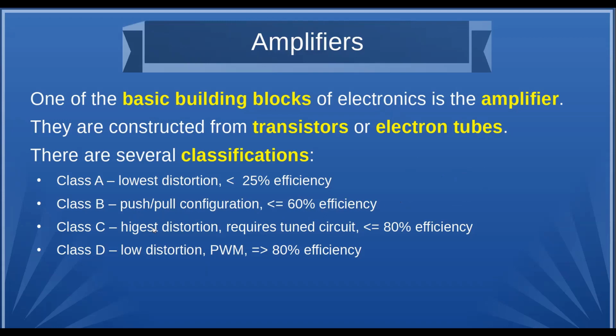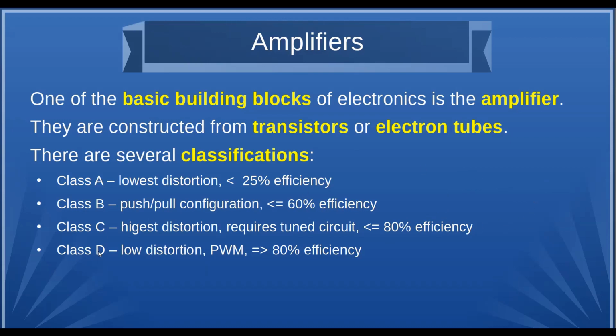Class C, they typically use in things like transmitters to get the efficiency. And it requires a tuned circuit on the output because it's only passing a portion of the peaks of the waveforms, and it requires the tuned circuit to resonate in order to sort of rebuild the AC wave. So it has to be tuned to the frequency that you're operating.